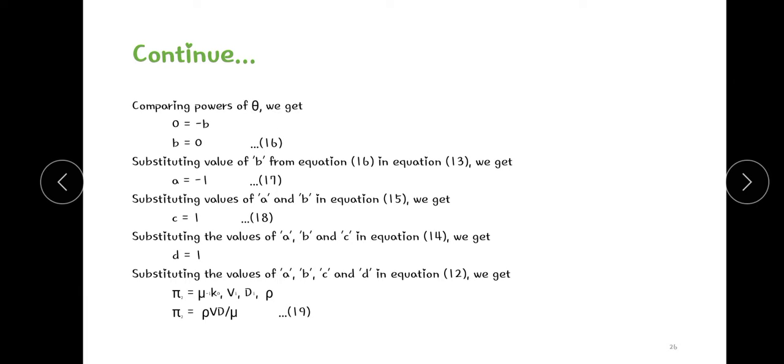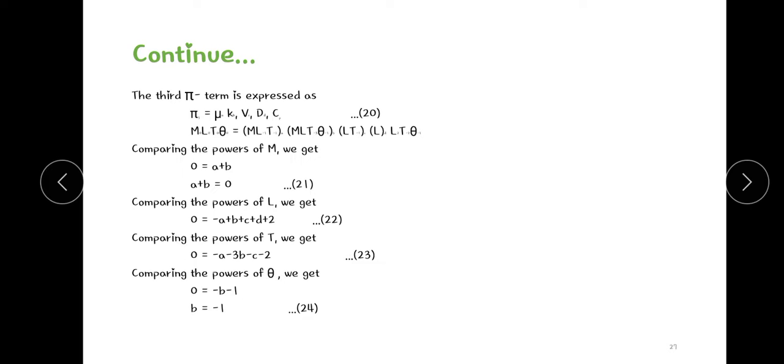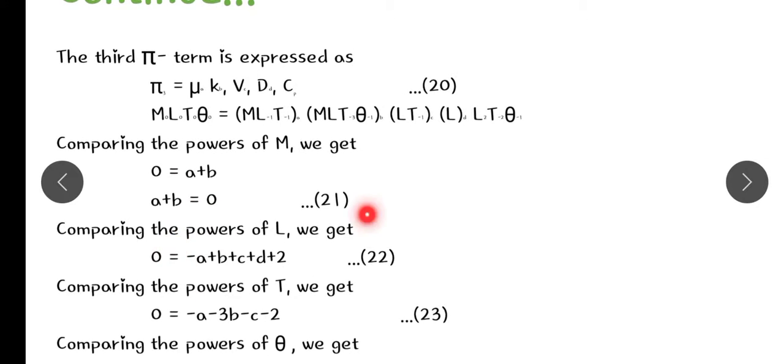So we get pi 2 is equal to mu^-1, k^0, v^1, d^1, rho. So the formula is pi 2 is equal to rho v d upon mu. The third pi term is expressed as pi 3. I will zoom it.